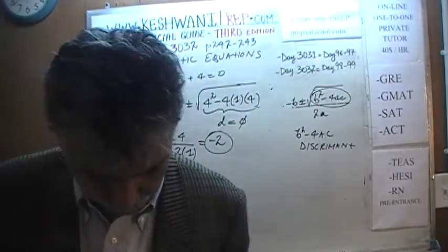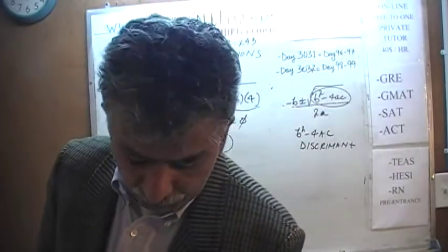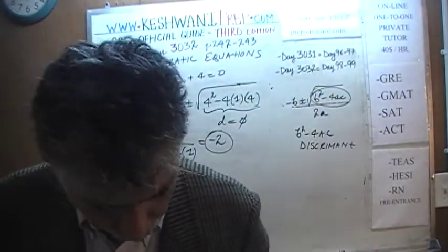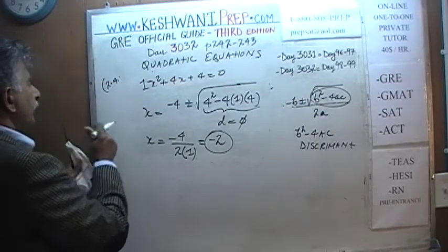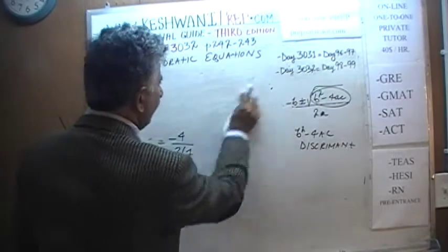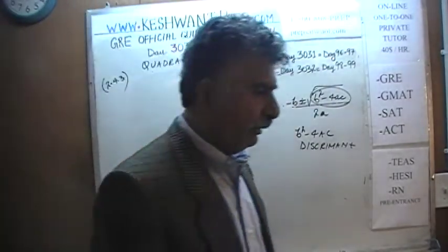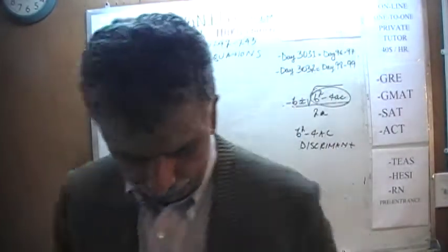It only has one solution. Why does it have one solution? Because the discriminant is 0. Let's move on to 4.2.4.3 and see what happens there. Again, something interesting might happen as far as the discriminant is concerned. We'll find out in a second.